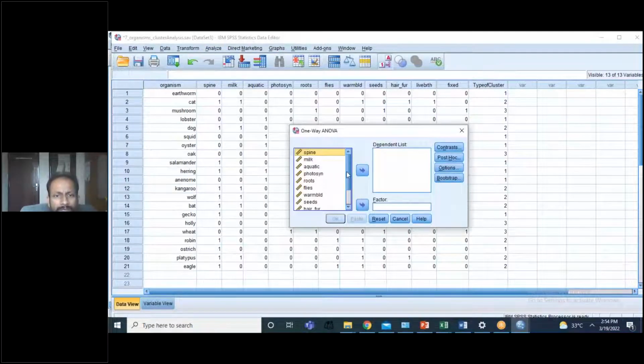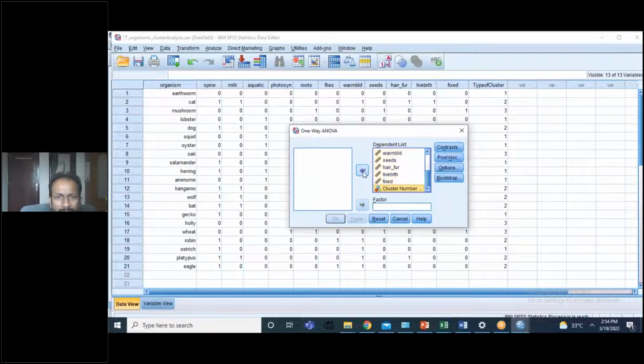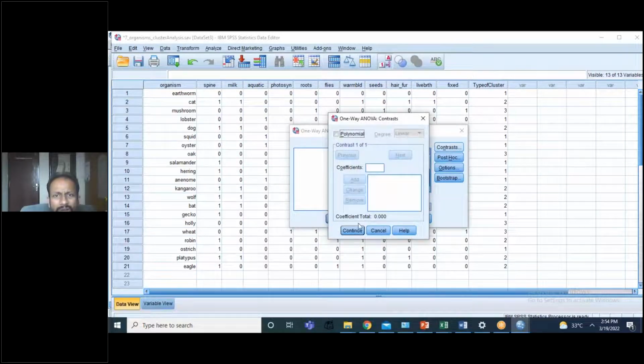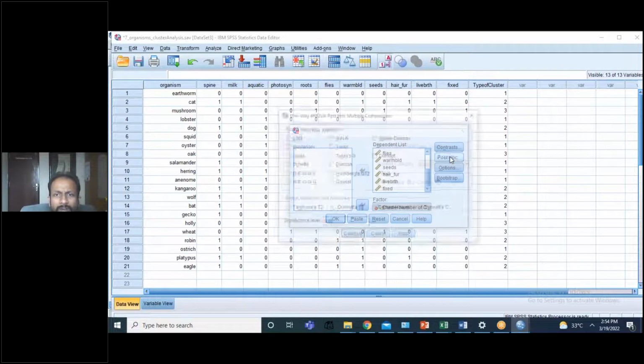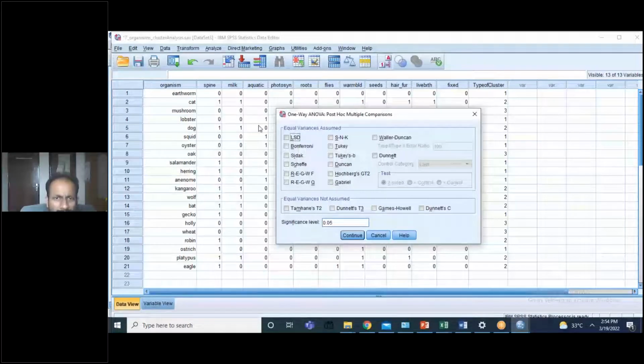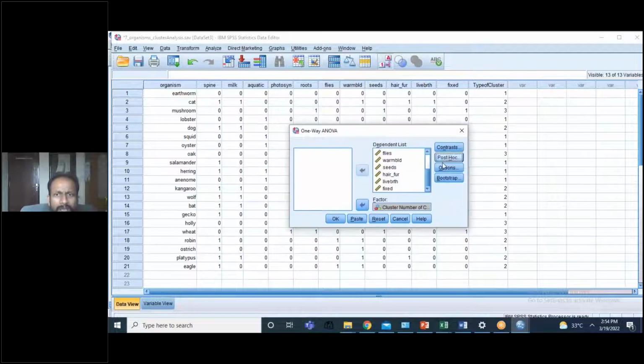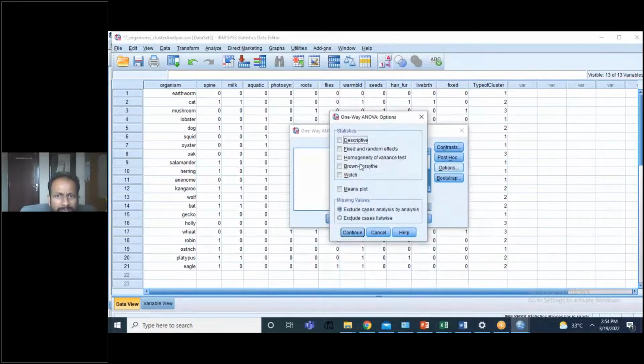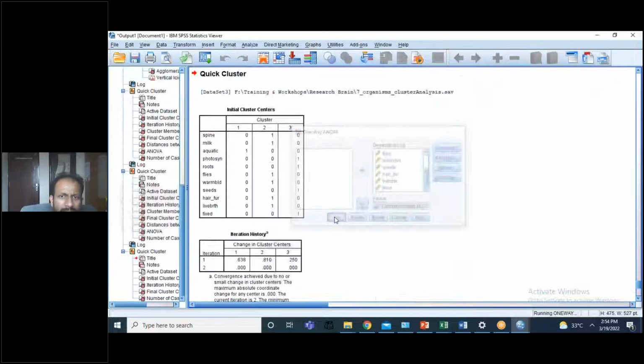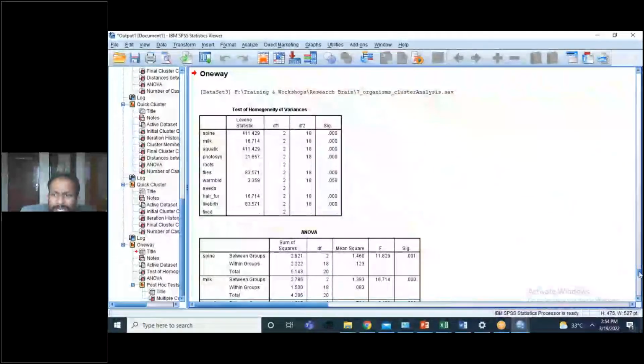So now for this, I'm going to do a one-way ANOVA. Bring all these variables to the right-hand side, and bring the cluster number alone to the factor. Then you go for the post hoc test. There are several options out there. You can go for Bonferroni. Under options, choose homogeneity of variance. Click on OK.